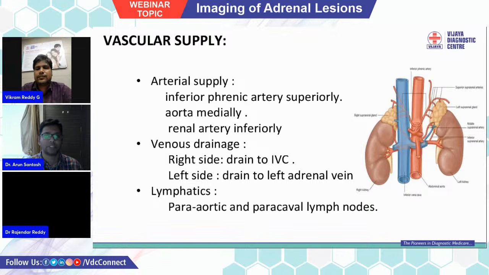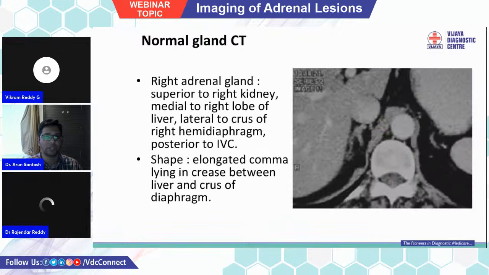Coming to vascular supply, here we can see both the right adrenal and the left adrenal glands situated above the top of the kidneys. The arterial supply is by the inferior phrenic artery superiorly, a direct branch from the aorta medially, and the renal artery supplying the adrenal gland inferiorly. The venous drainage on the right side is into the IVC, and on the left side, the left adrenal vein drains into the IVC. The lymphatic drainage from the adrenal glands is by the para-aortic or paracaval lymph nodes.